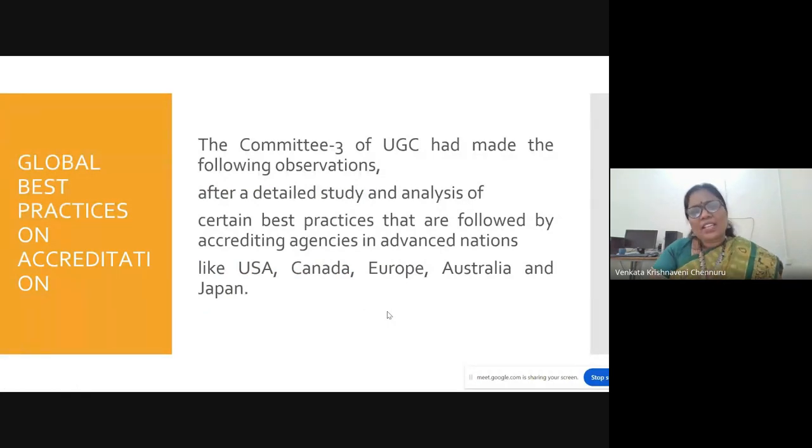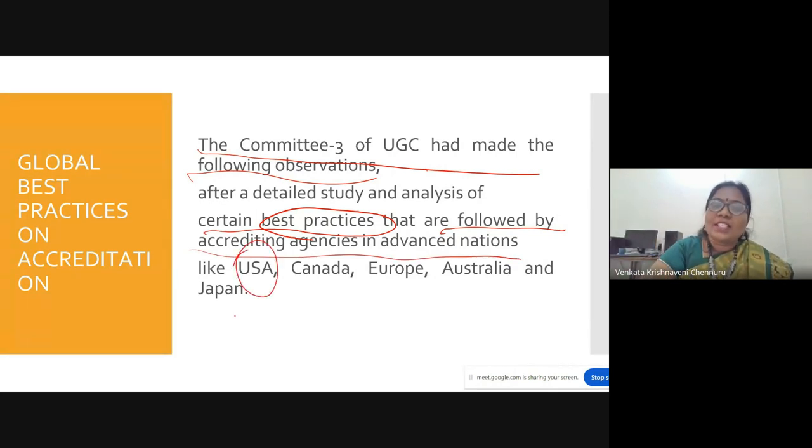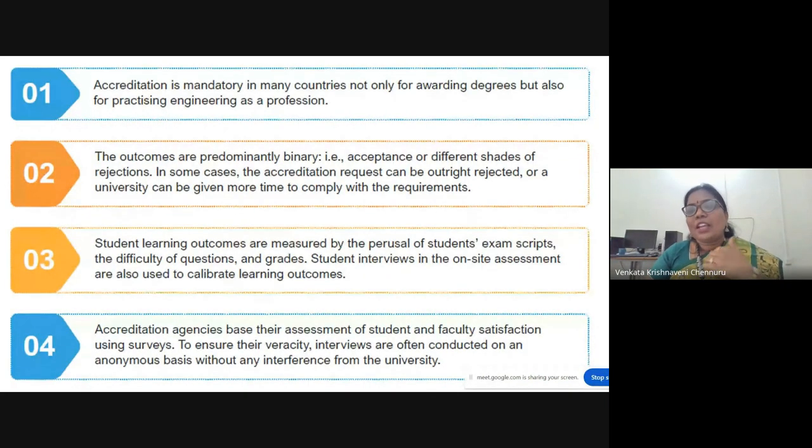Now, what practices are they following? Global best practices on accreditation. Based on this also, the transformation has been written. Committees of UGC have been formed, several committees, that you would have learned earlier, no? Following observations after a detailed study and analysis of certain best practices that are followed by accrediting agencies in advanced nations like USA, Canada, Europe, Australia, and Japan. By referring to all these best practices, our reforms have been introduced now.